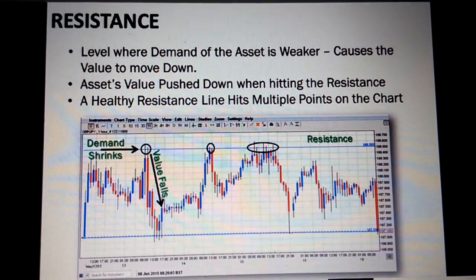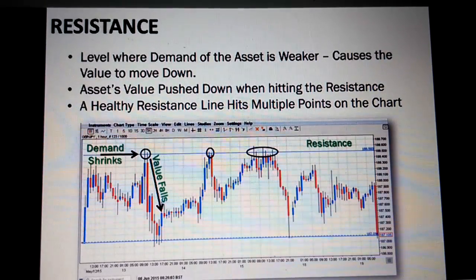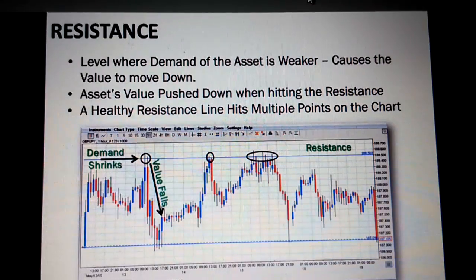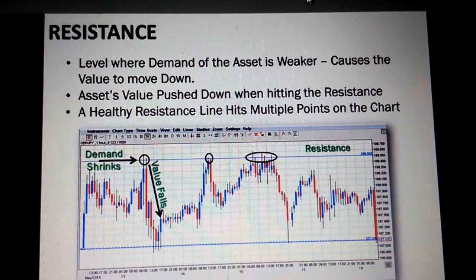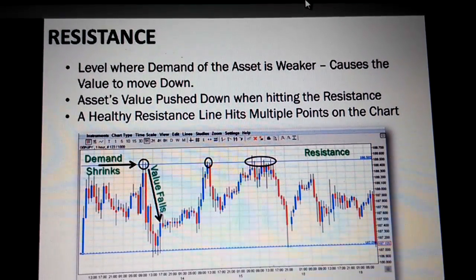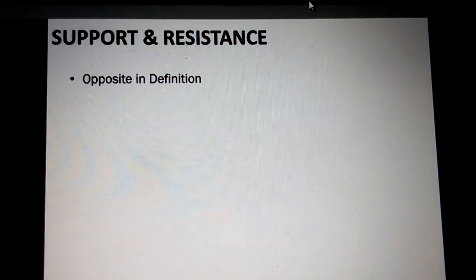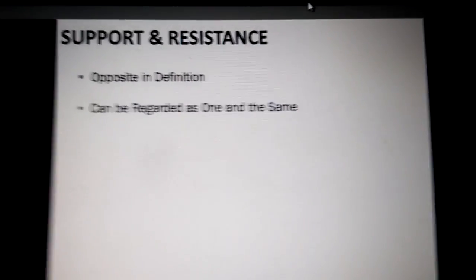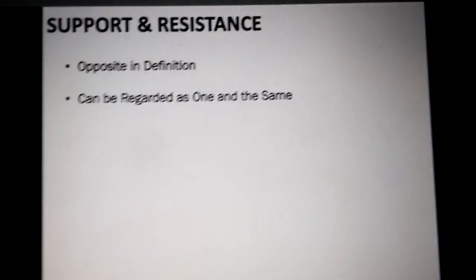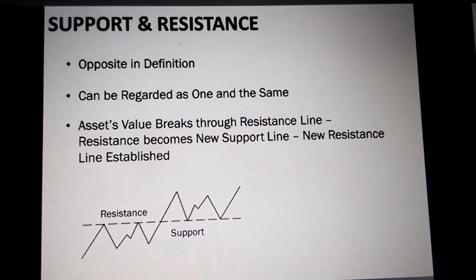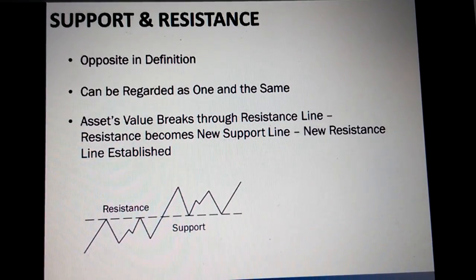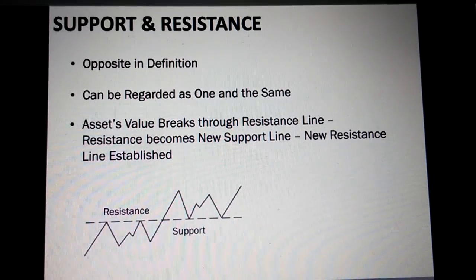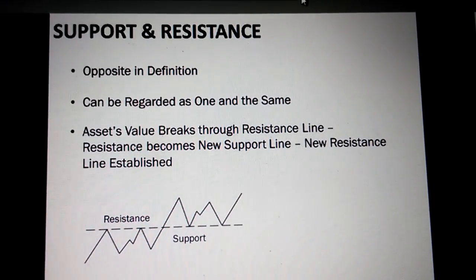So an easy way to think about these two is to think about a floor and a ceiling. The floor keeps things within the room, let's say, nothing gets below the floor. The ceiling keeps things inside, so nothing can float up through the sky. Now, while these two are opposites in definition, support and resistance can actually be regarded as one and the same. Think about this. If an asset value breaks through the resistance line, then the resistance becomes the support line, and a new resistance value is then established as time passes.